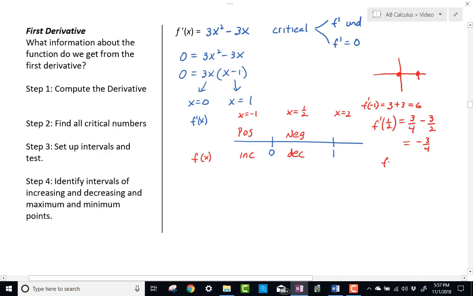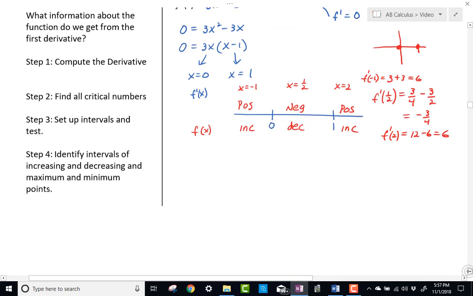And then I go to the right side of 1, so I'm going to choose x equals 2. And I'm going to find f prime of 2. So I plug in 2 for the derivative, and I get 2 squared is 4. 4 times 3 is 12. And 2 times 3 is 6, so 12 minus 6. So this is positive also, which means my derivative is positive, which means f is now increasing again. Okay? So what does this tell us about the graph?